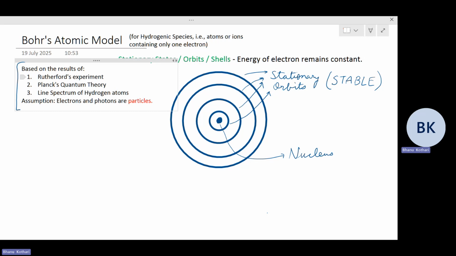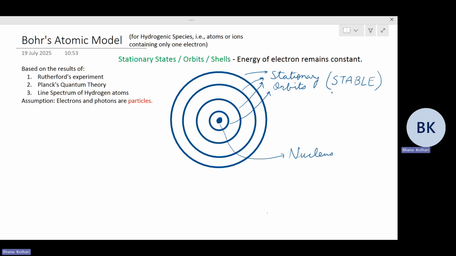The third thing was the line spectrum of hydrogen, which Bohr based his atomic model on. He observed that when hydrogen atoms undergo any absorption or emission of electromagnetic radiation, those photons are of specific wavelengths only. So this led to Bohr's formulation that the electrons must exist in some orbits called stationary orbits.